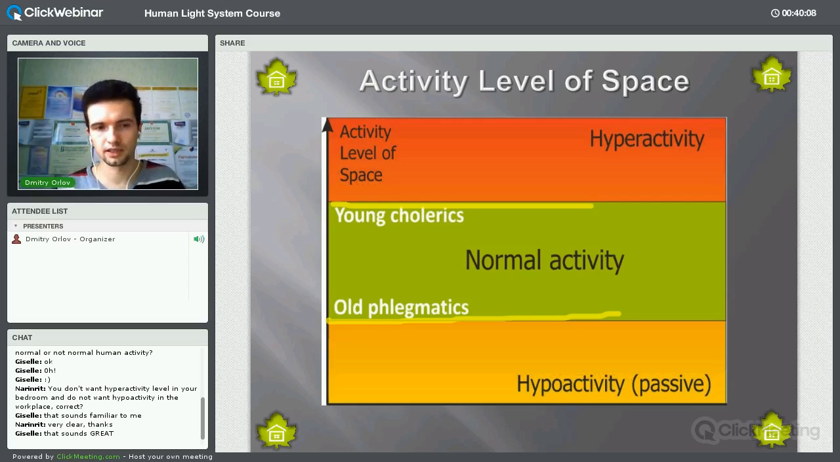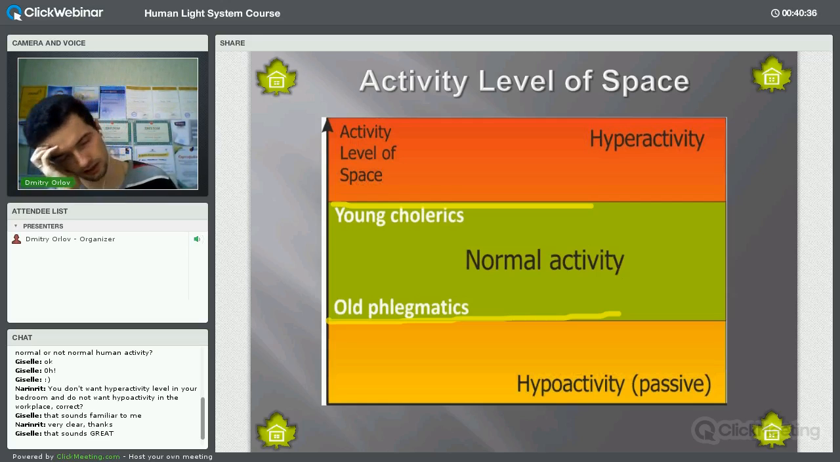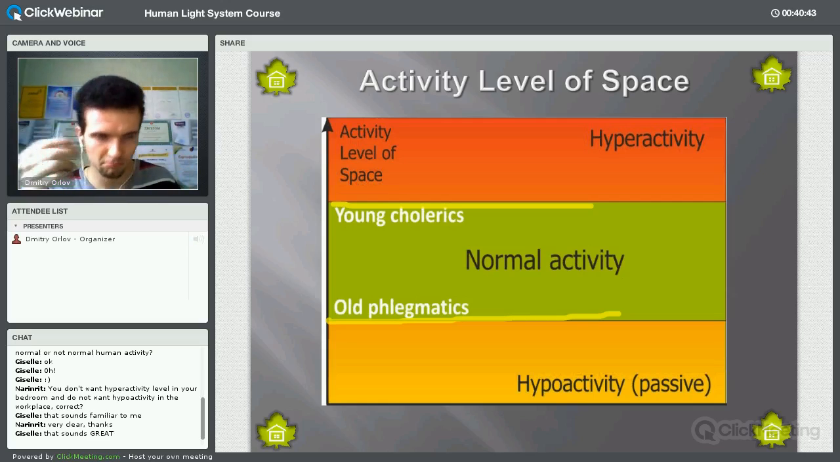Maybe for some short-term, very highly active doings, but in most cases that's not useful. Another thing is when the level of activity of space is too low, so it's passive, hypoactive. It means in such a place all your metabolic activity goes down, and together with this activity, you feel that your energy reserves are not being used, you're simply getting asleep. So in such places, only two thoughts come to your head. One thought is to eat, and the second one is to sleep.